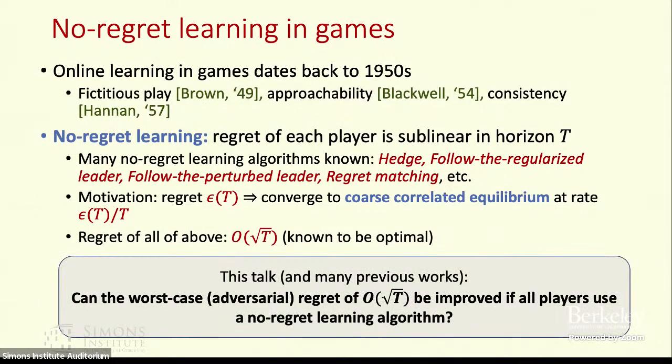But there's an important thing to note here, which is that in games, agents are not facing worst case adversaries. They're facing other copies of their own algorithm playing against them. So the question that we're going to address in this talk is, can this worst case adversarial regret of root T be improved if we use that all agents in the game are playing according to a no regret learning algorithm? And the answer to this question is yes.